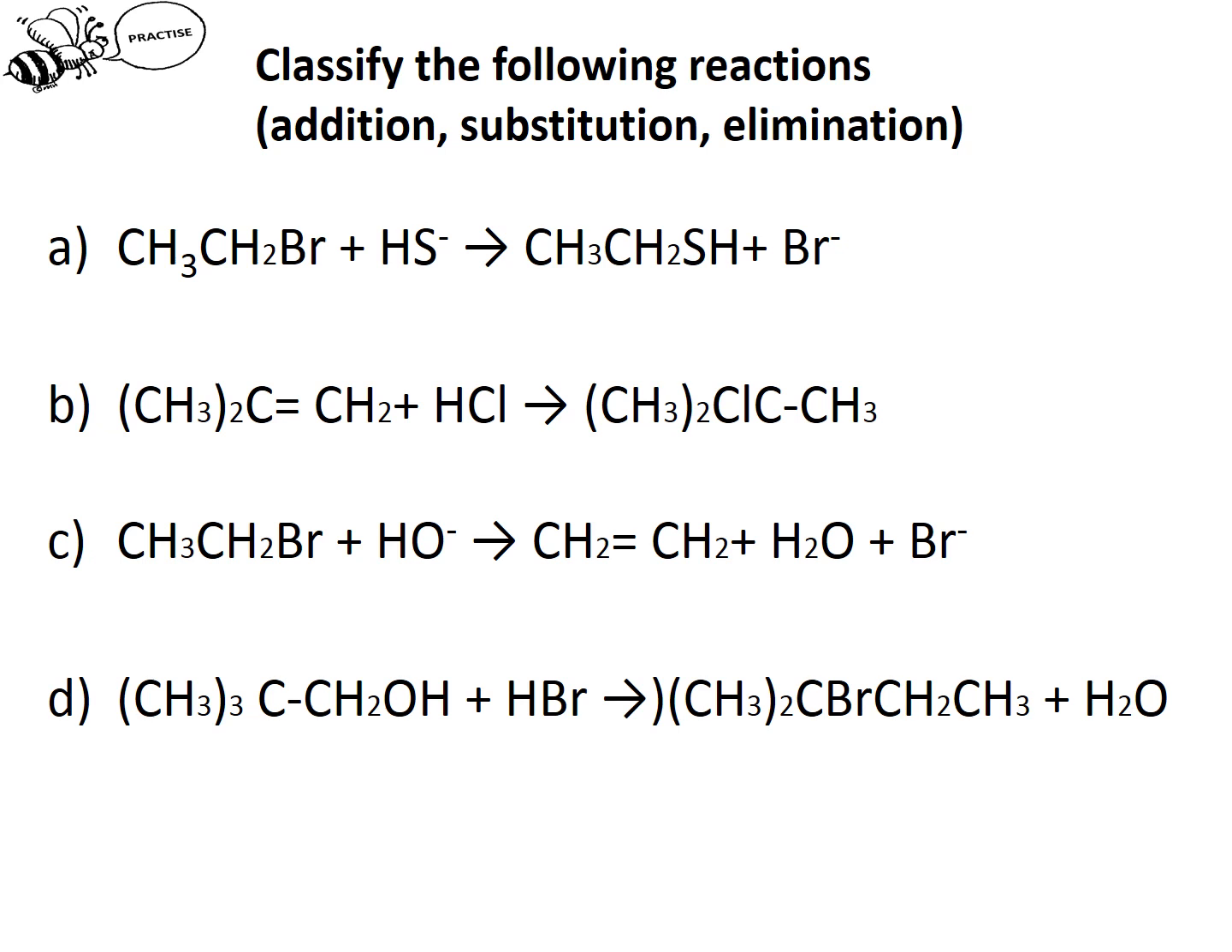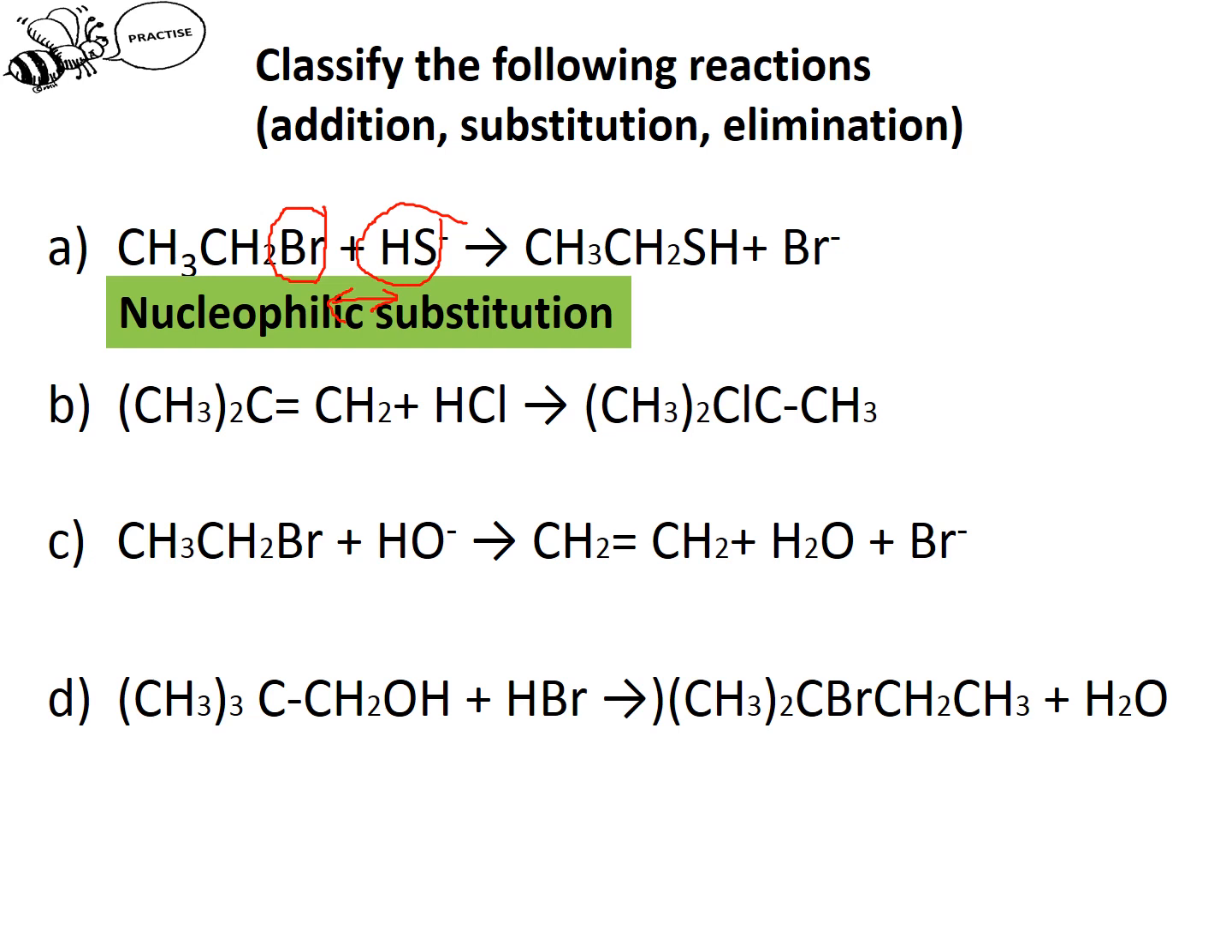So I just give a brief answer to this practice question. So classify the following reactions: addition, substitution, or elimination. So you see, R dengan SH. So dia dah bertukar tempat. So this is a substitution, nucleophilic. Kenapa nucleophilic? Sebab ini charge dia ialah negatif. Bila charge dia negatif, dia ialah nucleophilic. So dia substitute lah kat situ.